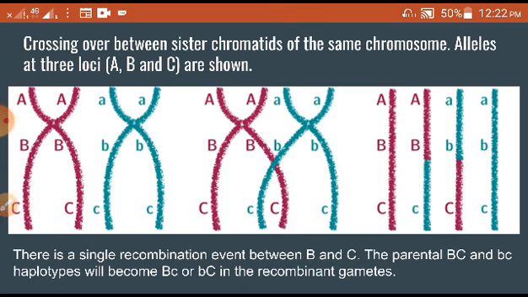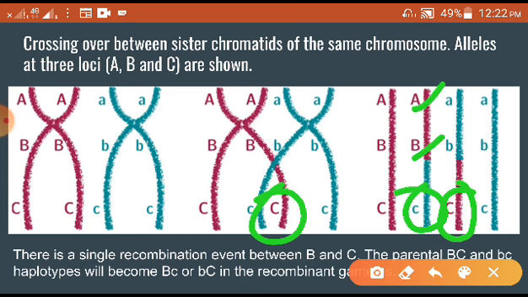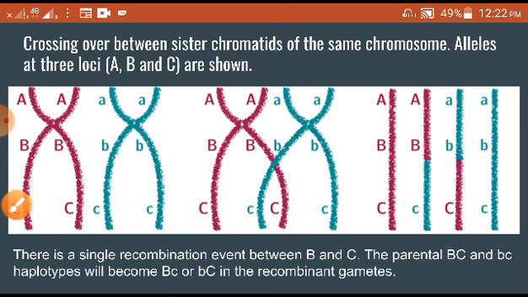Now this gene C, capital C, is gone here. In place of this capital C, the small c has taken place. So now the new combination is A, capital B and small c, whereas here it is small a, small b and capital C, like what crossing over does. Okay, you can understand this.